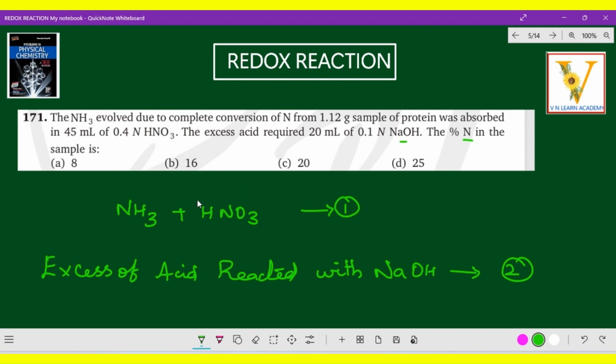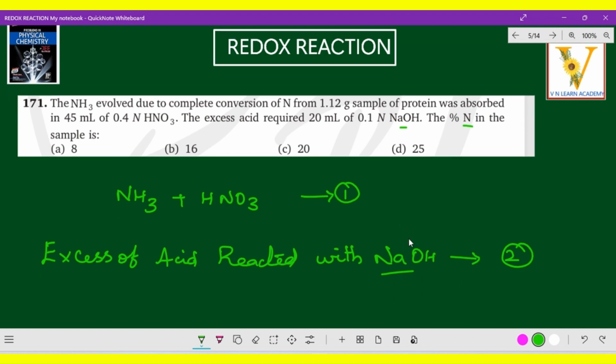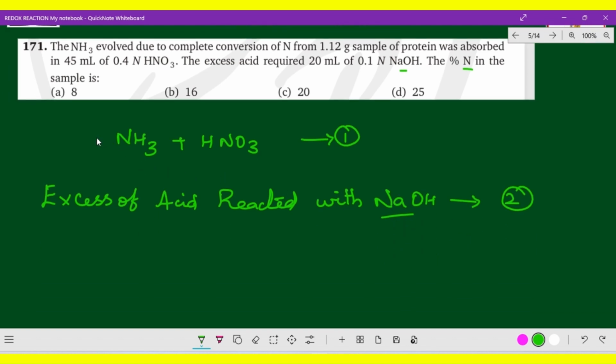So, as I just mentioned here, ammonia reacts with nitric acid. Now the excess acid reacts with sodium hydroxide. Those two points we just remember. Now let us identify initial and final. The first one is the initial milli equivalent of nitric acid. Then the excess acid required to neutralize, so this is acid and base, neutralized by that base, typically 20 ml.